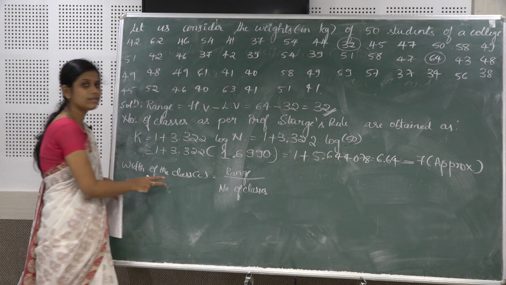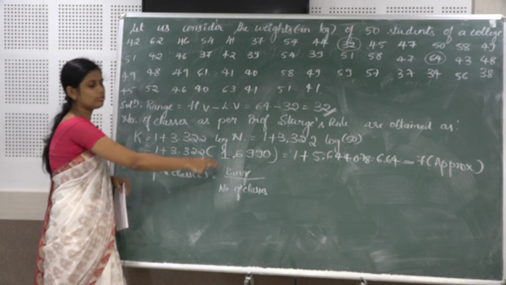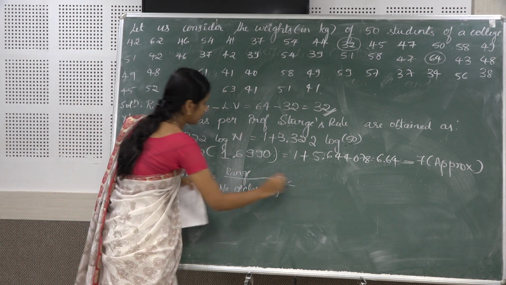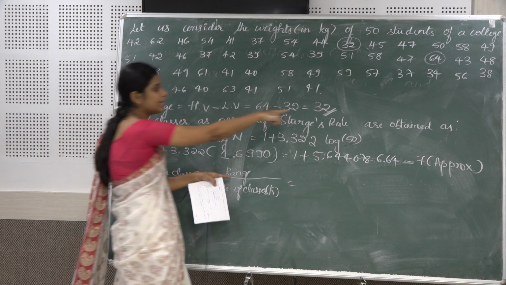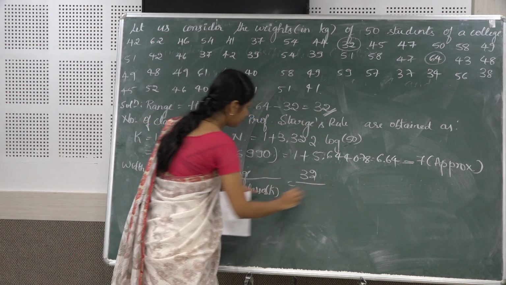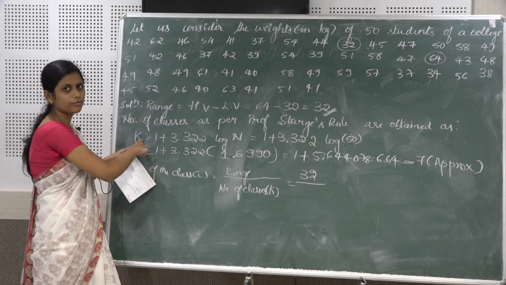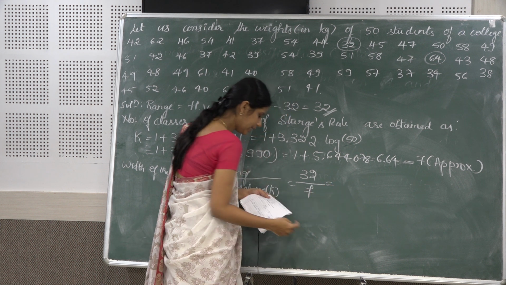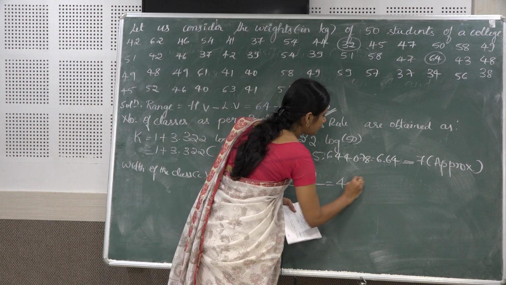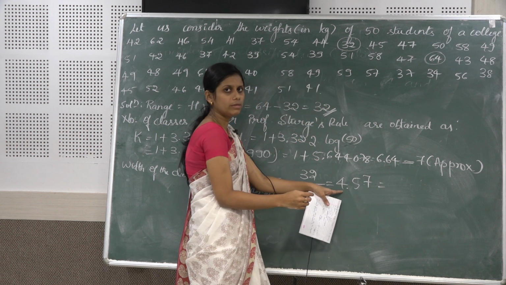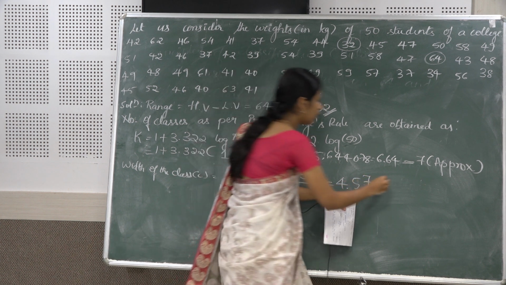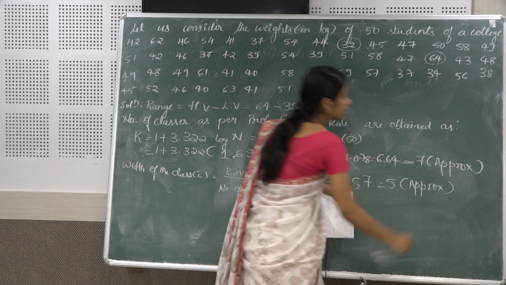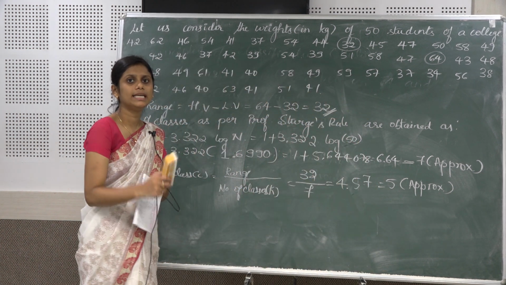Now we can find out the width of the class. The width of the class is equal to range divided by number of classes. The number of classes is denoted by capital letter K. Range, just now we have calculated, is 32, divided by the number of classes we found with the help of Sturges' rule, approximately 7. So 32 divided by 7 is 4.57. This also we are going to approximate. 4.5 means we can take it as 5. The width of the class will be 5. Approximately 5 units we are going to consider in each class.